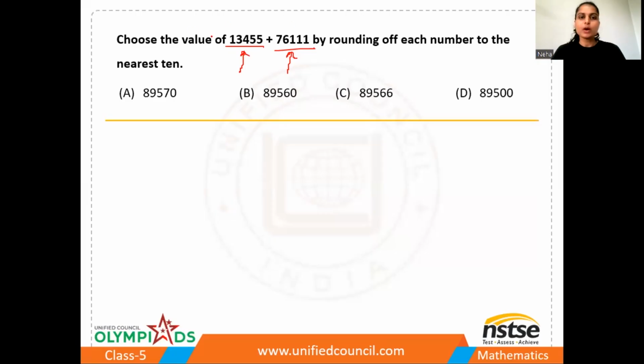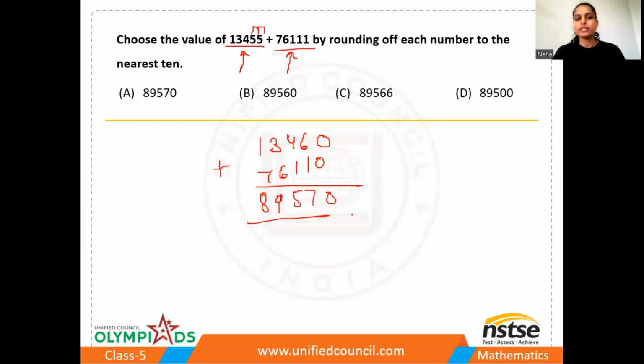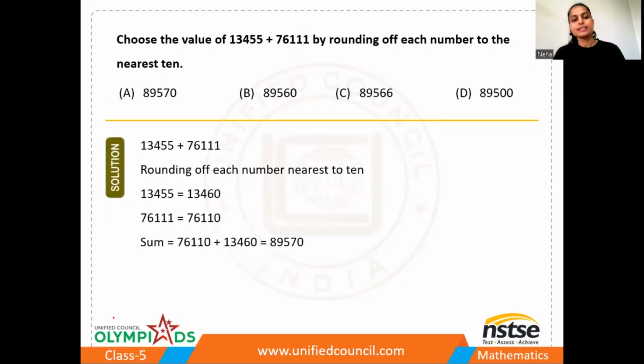Clear? So when I round it off to the nearest 10, it becomes 13,460 because this digit is 5, so you have to add 1 to this number. And in the next number, this digit is 1, so just make it 0. So this will be 76,110, right? Now you can add these two numbers. So 0, then 6 plus 3 is 9, and 7 plus 1 is 8. So 89,570. Yes, option A is your right answer. So just go with the question as it is written in the question.